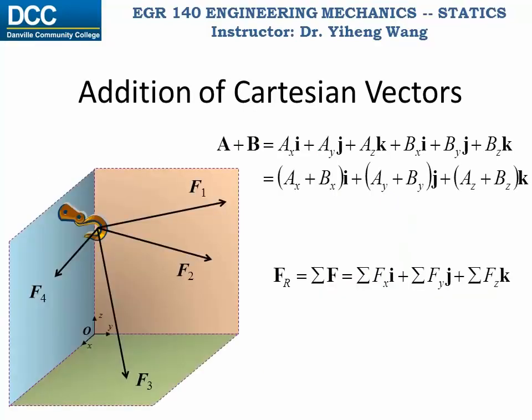Therefore, when you perform Cartesian vector addition or subtraction, all you need to do is to sum the I, J, and K components of the vectors up separately, and those will become the new I, J, and K components of the resultant vector.